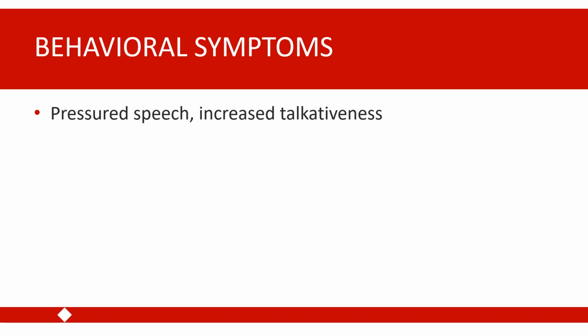If an individual begins speaking really rapidly and it's hard to interrupt and they're talking a lot and that's not really normal for them, that would be potentially indicative of pressured speech. Increased talkativeness is another behavioral symptom, so talking a lot more, and again being difficult to interrupt. Talking for longer periods of time can also be a sign that an individual is having changes in their speech.